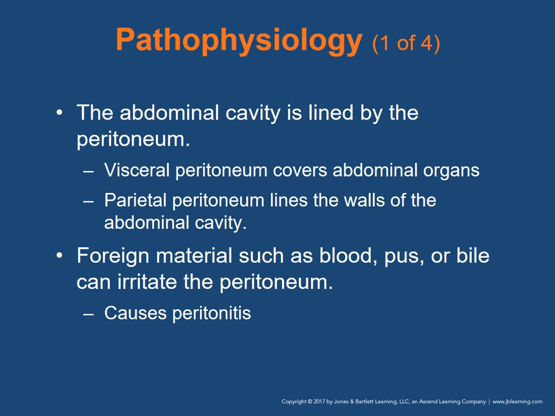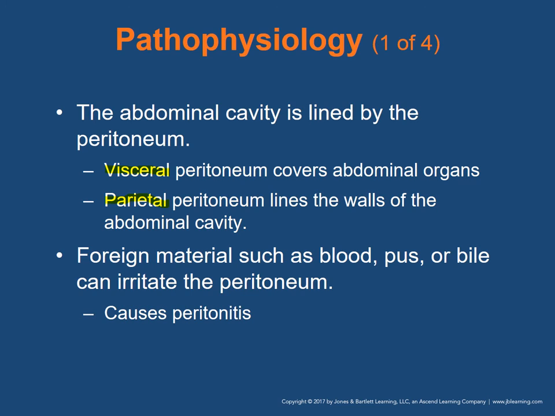Pathophysiology. The abdominal cavity is lined by the peritoneum, and it's important for you to know the difference between these two definitions here, visceral and parietal. Okay. So the peritoneum is just the lining that's inside of the abdominal cavity. Remember, we talked about earlier that any tissue that lines an actual organ itself is the visceral lining, and any tissue that lines the actual cavity that the organ sits in is referred to as parietal. So the visceral peritoneum is that tissue that lines the actual abdominal organs that sit in the abdominal cavity, and the parietal peritoneum is the tissue that lines the actual cavity that all the organs sit in.